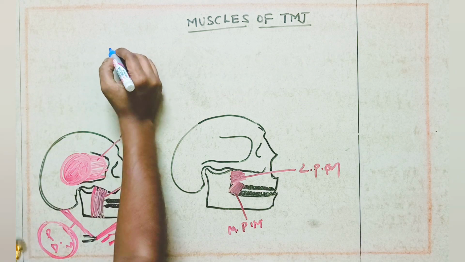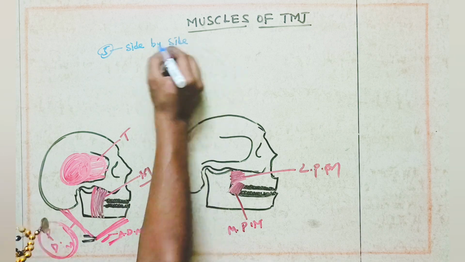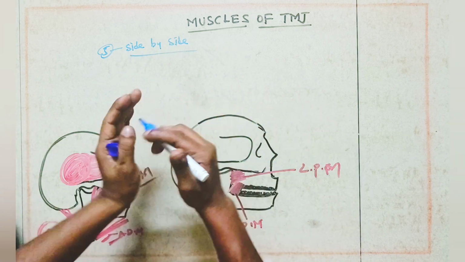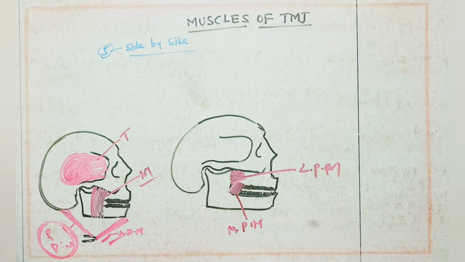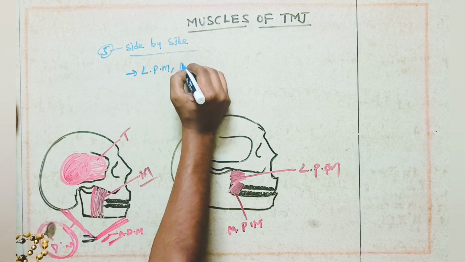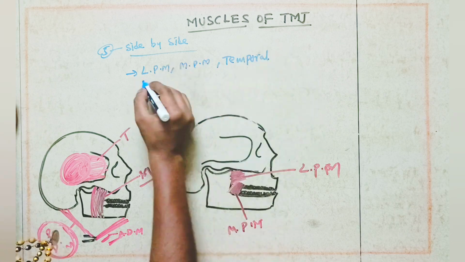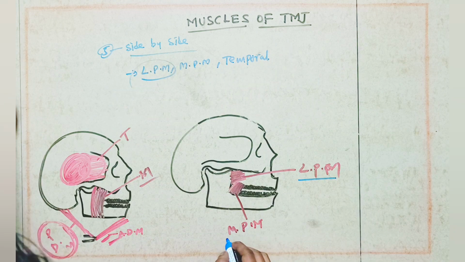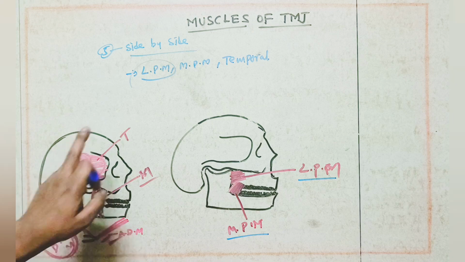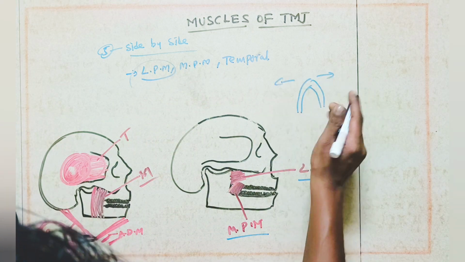And the last movement, the fifth movement, is the side by side movement. That means the chin will move to the right side and left side. This movement is going to be done by the lateral pterygoid muscles, medial pterygoid muscles and temporalis muscles. These three muscles are going to be helpful for the chin. Suppose you take the chin to the right side or left side, it will move.